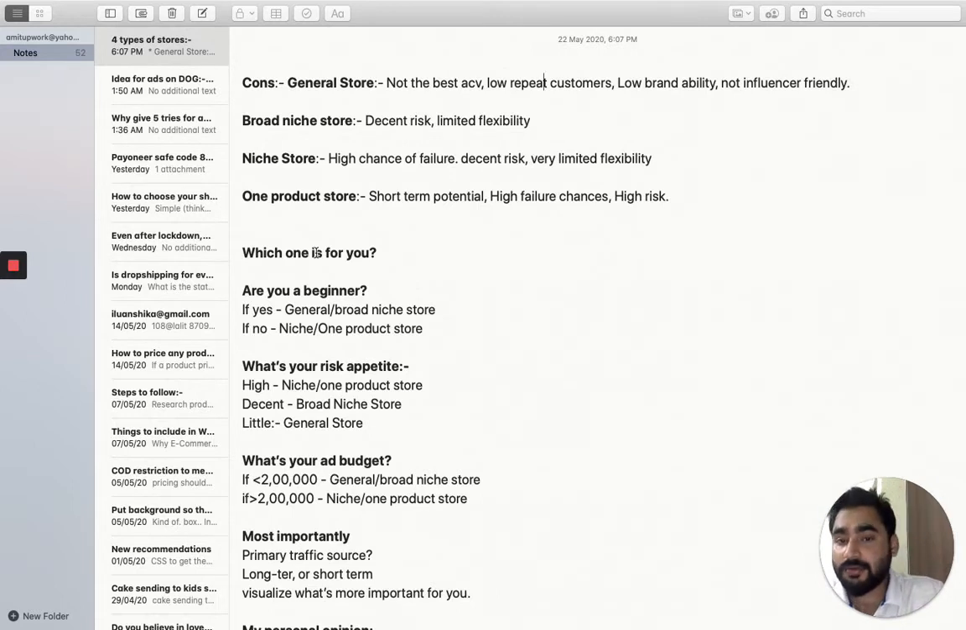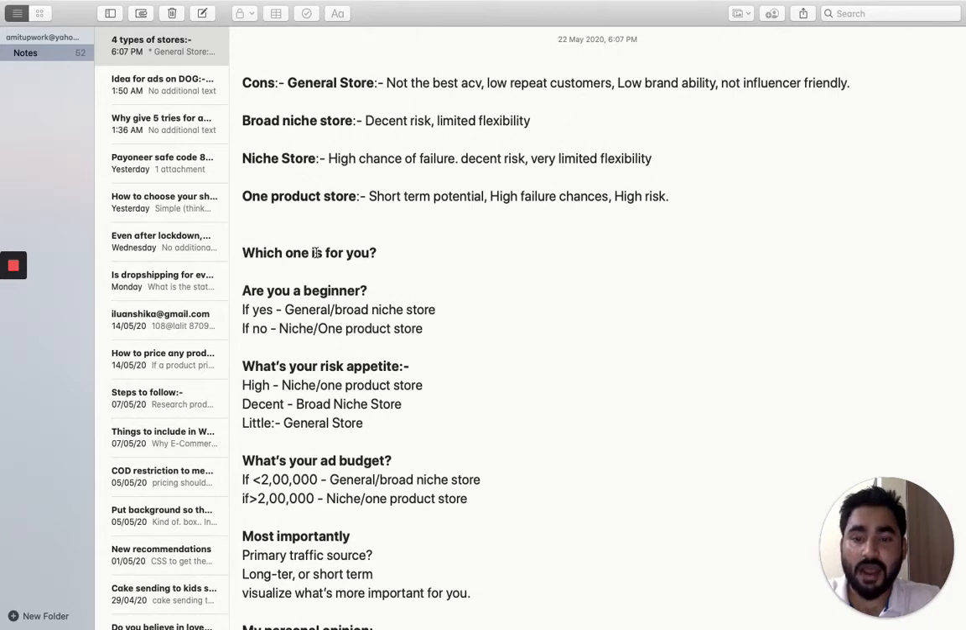Now coming to the point, which one is for you? If you are a beginner, if you are just starting up with dropshipping and e-commerce, then go ahead with a broad and general list store. If you're not a beginner, if you're already experienced, then go with a niche or one product store. And it totally depends on your risk appetite.